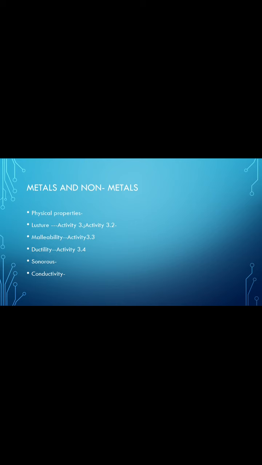Actually, metals react with oxygen, so a metal oxide is formed, which is dull in appearance. When you rub that metal, the oxide layer will be removed and there will be a shiny surface. That shining of metal is known as lustre.